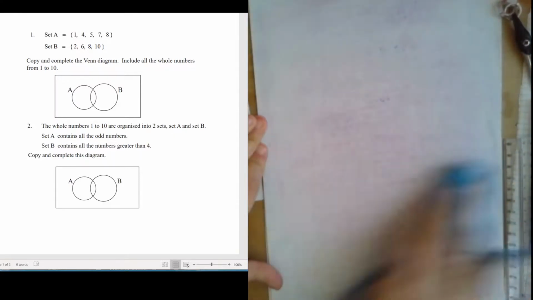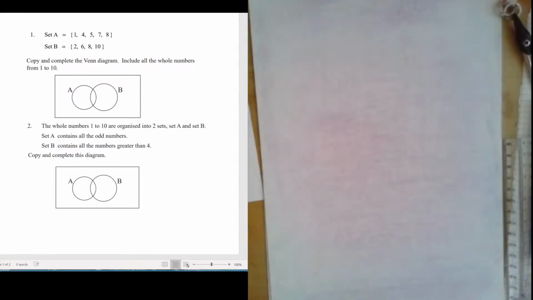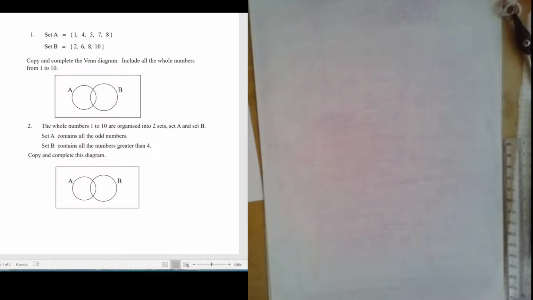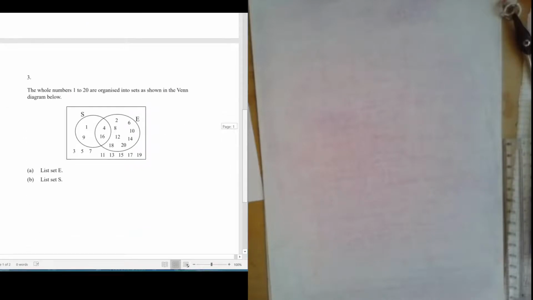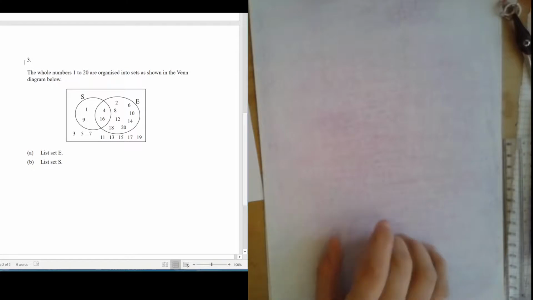So that is the first 2. That's how to make your own. But what if you had to read a Venn diagram? Sorry about that, guys. There's me trying to scroll down instead of scrolling down. Okay, so last part is 3.